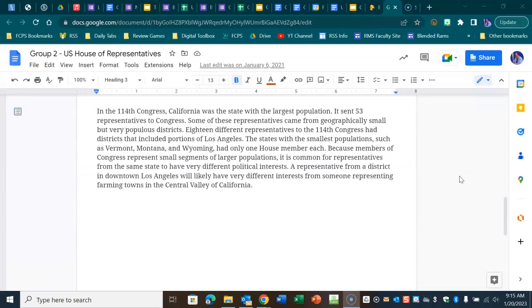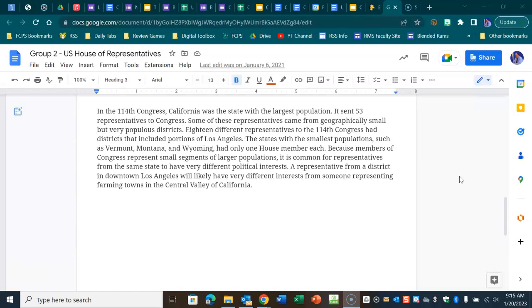Some of these representatives came from geographically small but very populous districts. 18 different representatives to the 114th Congress had districts that included portions of Los Angeles. The states with the smallest populations, such as Vermont, Montana, and Wyoming, had only one House member each.